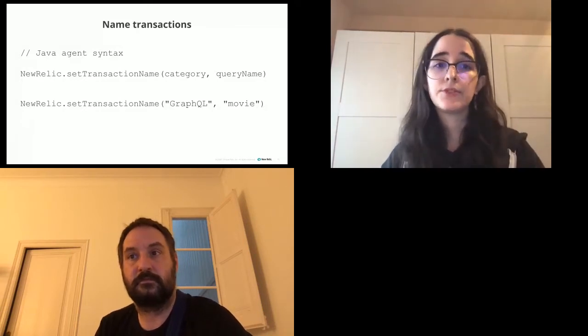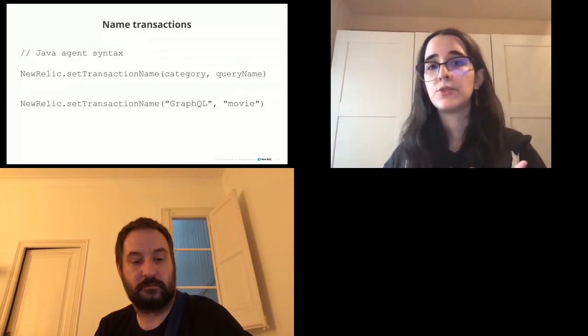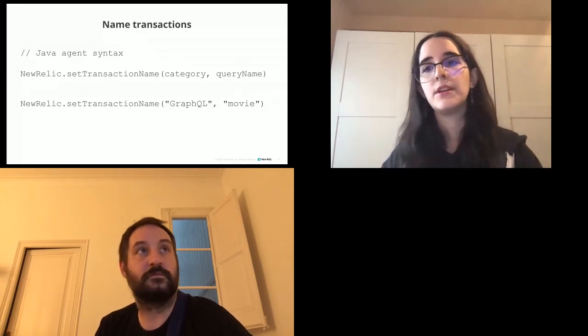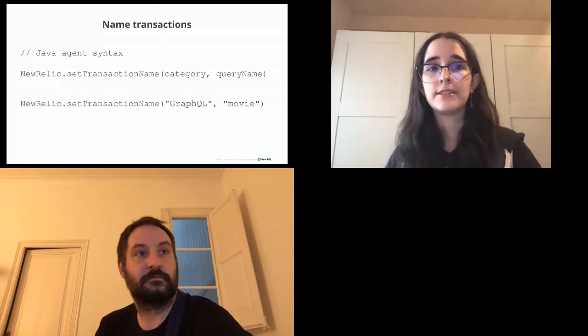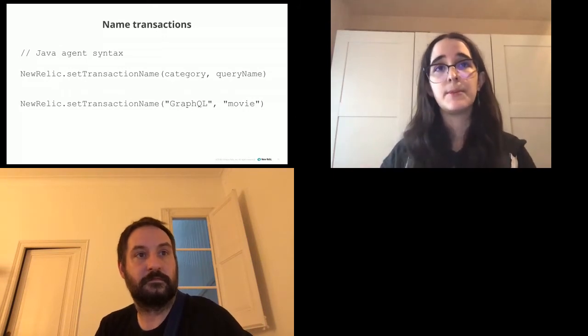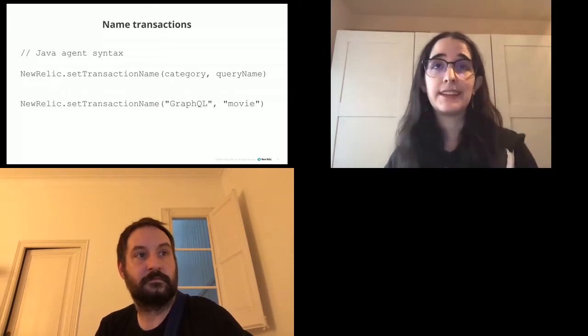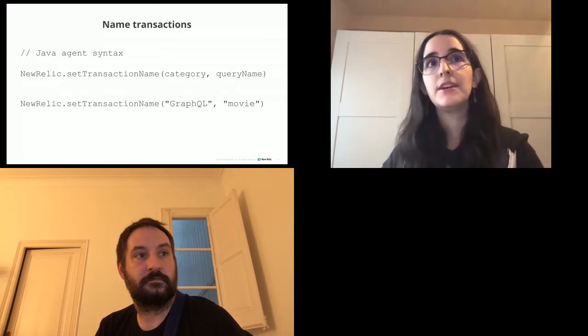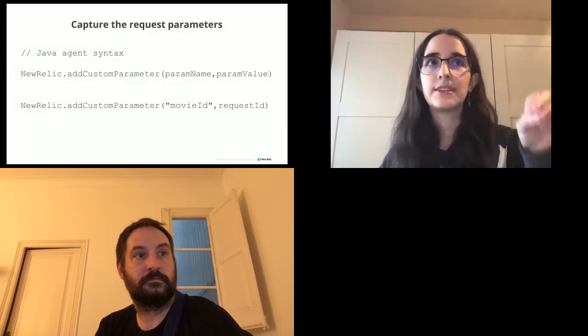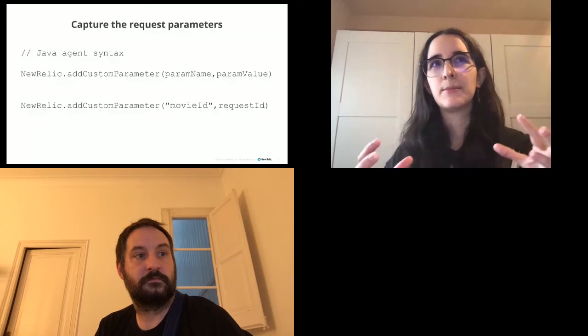Adding custom parameters to your transactions is simple, and you should add any fields that you think can be useful. This actually also applies to REST APIs, since it's very important to know the request parameters that you're receiving. But in the case of GraphQL, you really need to start understanding better what's going on because requests can be a lot bigger.